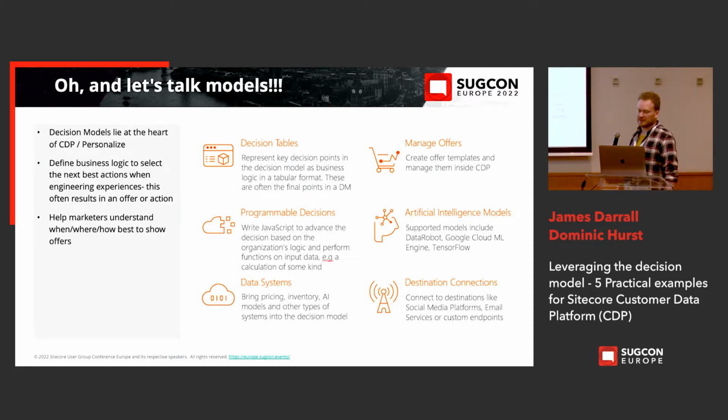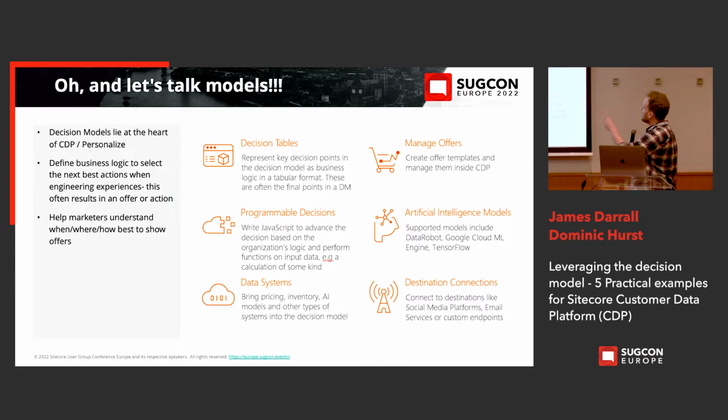Last couple of theory slides before we get onto the examples, but you've got to reckon with models themselves as well. And decision models lie at the heart of Sitecore CDP and Personalize. When you're working with them, you define business logic, which lets you choose the next best action when you're making an experience. That next best action might be an offer, it might be a remarketing action, it might be something on a different channel that you're not considering at that point. Decision models, at their heart, are there to help marketers understand the where, the when, the how of showing offers, of combining your offers to your experiences, as I said, or your next best action.